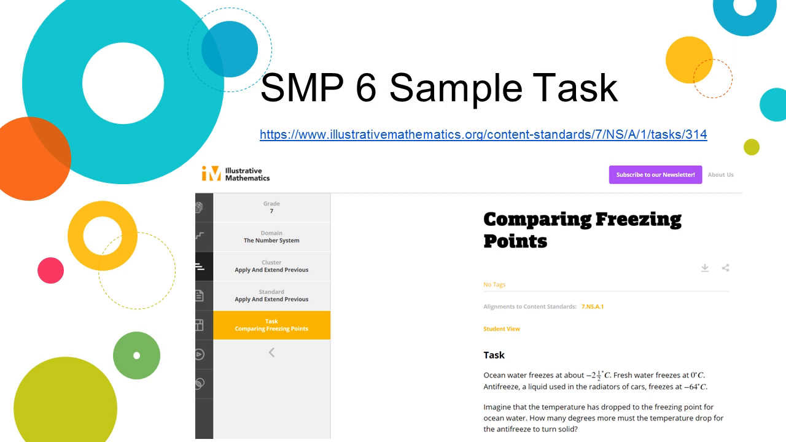numerical response would not. This task is most beneficial for a teacher to use to assess a student's understanding of differences of signed numbers. To best assess this understanding, the student needs to describe in context what must happen for the antifreeze to solidify, making sure to use clear, precise language when doing so, which is practice number 6.